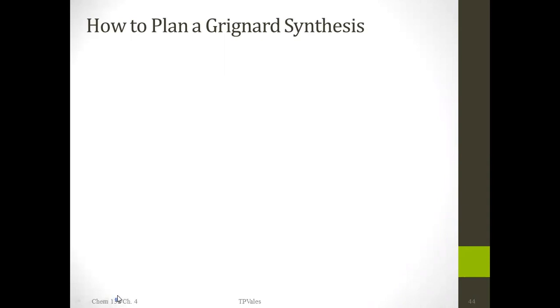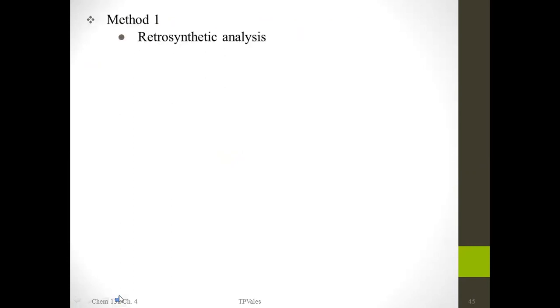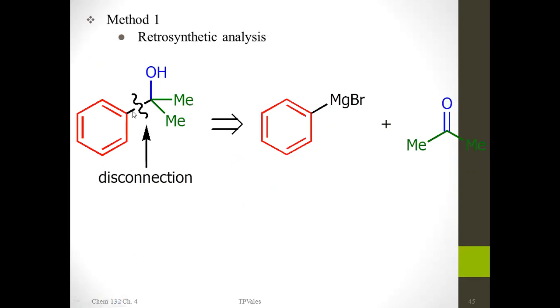To plan a Grignard synthesis, we first have to synthesize. For example, you have your target compound, your alcohol here, and you can think of how to plan to prepare this one using a Grignard reagent. So first, of course, is the retrosynthetic analysis. You can break this one here and here, and your starting material will be this, and your Grignard reagent, MgBr, this one, and you get your product.